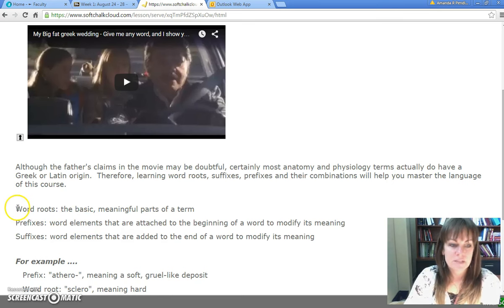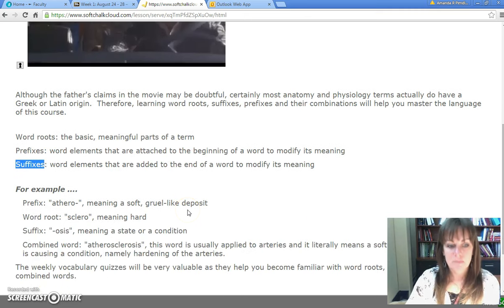They smush them together. So you're going to have roots, prefixes, which means it goes at the front of the word, suffixes, which means it goes at the end of the word. And whenever you put these little parts of words together, they're going to change the meaning. And the reason why this is going to help you is because there's going to be a lot of new terminology. And if you can start to recognize some of these roots, then you don't have to memorize as much.